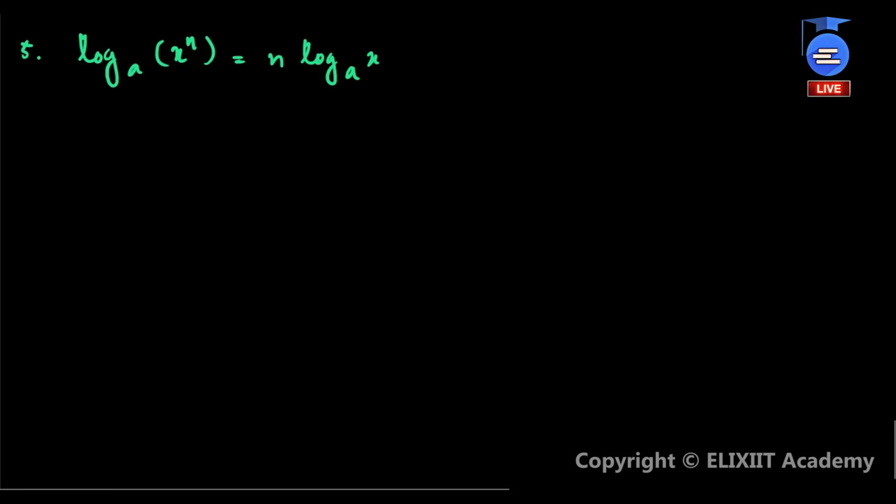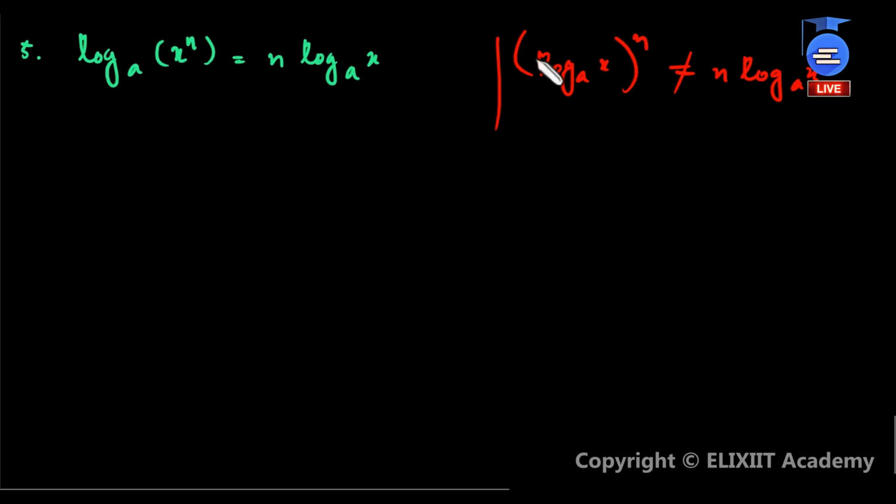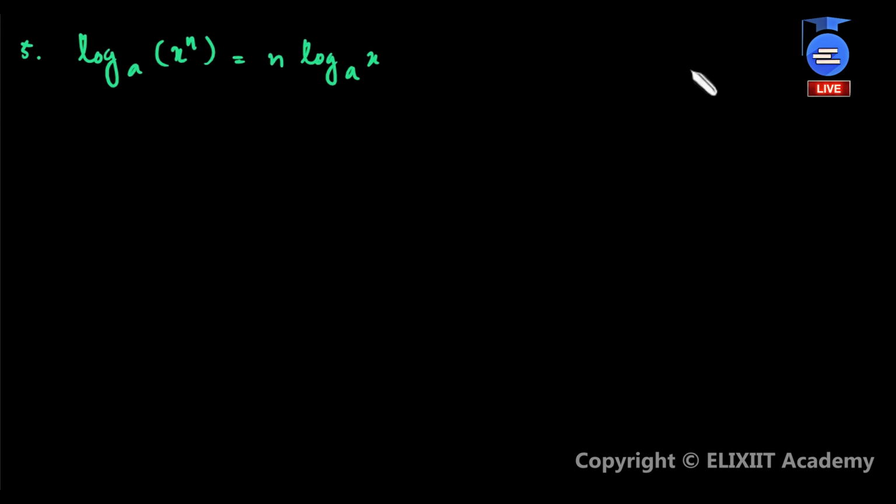Once again, what is the common mistake? Log x base a whole to the power n is not n log x base a. Here the whole log is raised to the power n, but in the property only x has the power n. This is a common mistake students make. Now we prove this. How to prove this? Log x to the power n base a is equal to n log x base a. Prove.